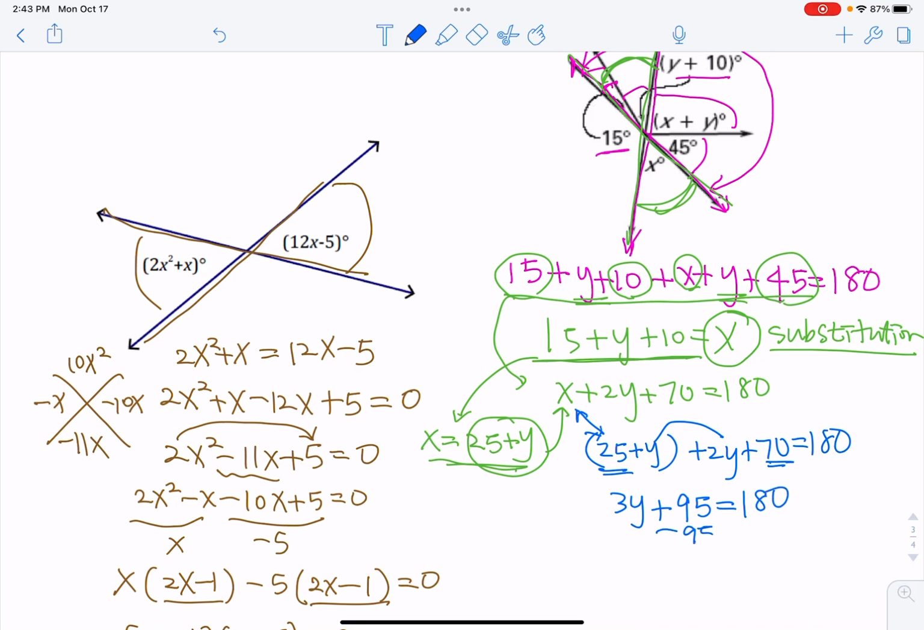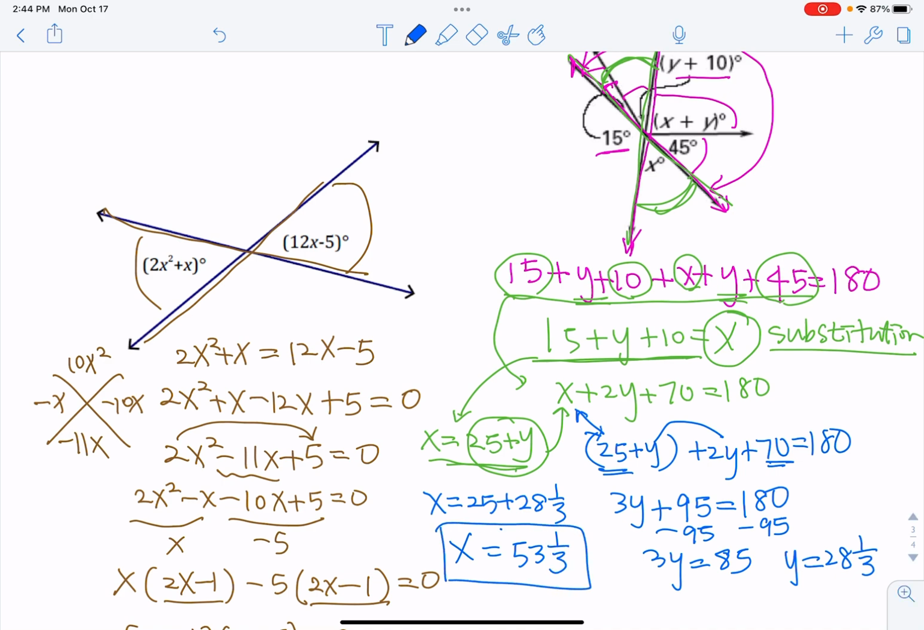And you subtract 95. 3y equal to 85. And then you divide by 3 on both sides. Then you will get y as 28 and 1/3. And then you plug it in. So x will be 25 plus 28 and 1/3. So the x value will be 53 and 1/3. That's how you get the x value and y value.